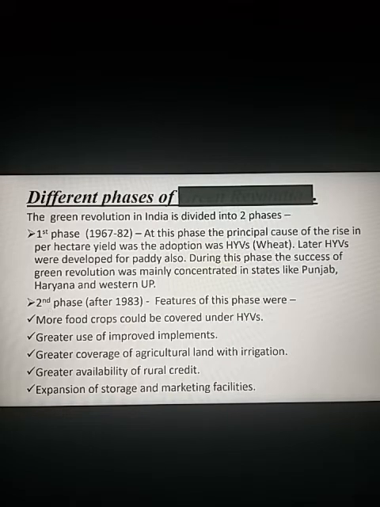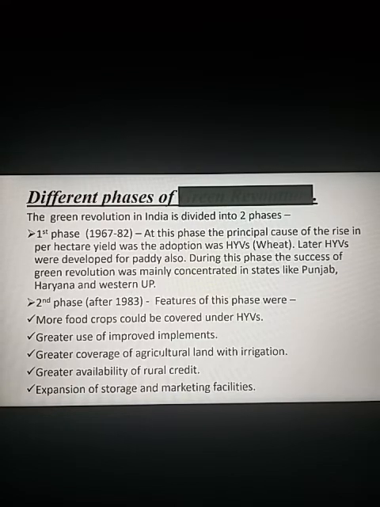The second phase started after 1983. The features of this phase were: one, more food crops could be covered under HYVs. Initially, in the first phase, HYVs were developed for wheat, later for paddy. But in the second phase, apart from wheat and paddy, they were extended to other crops also, let us say millets and pulses. For such other Indian crops also, HYVs were developed. Then greater use of improved implements. When I say improved implements, mechanization of agriculture was given thrust importance.